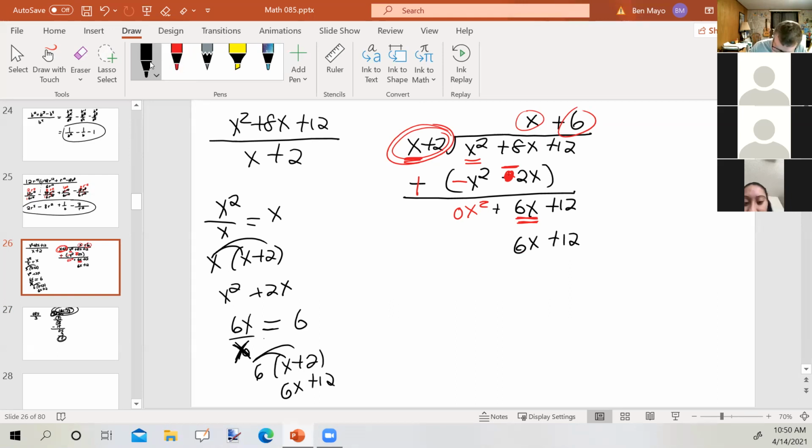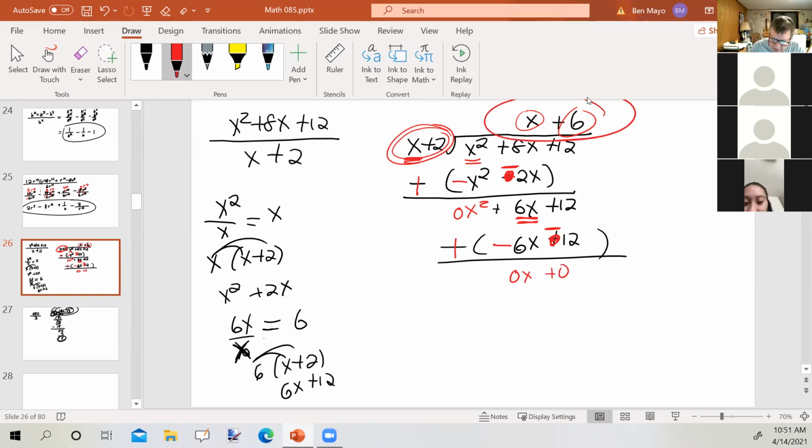Okay. Then I'm going to subtract that quantity from what's up above, but I'm going to change it to addition of the opposite. Adding up the column, 6x plus negative 6x is 0x, and 12 plus negative 12 is 0. So there's no remainder. So my answer would be x plus 6. So that means x squared plus 8x plus 12 divided by x plus 2 should equal x plus 6.